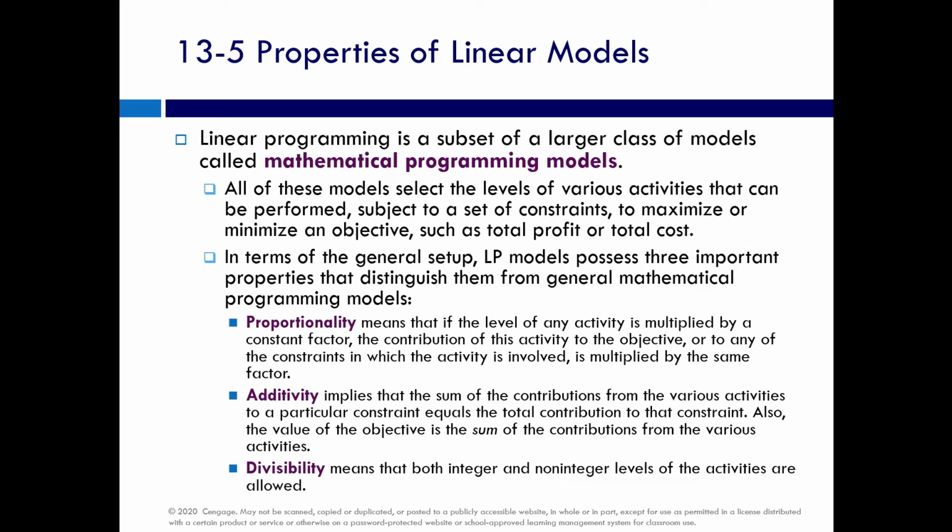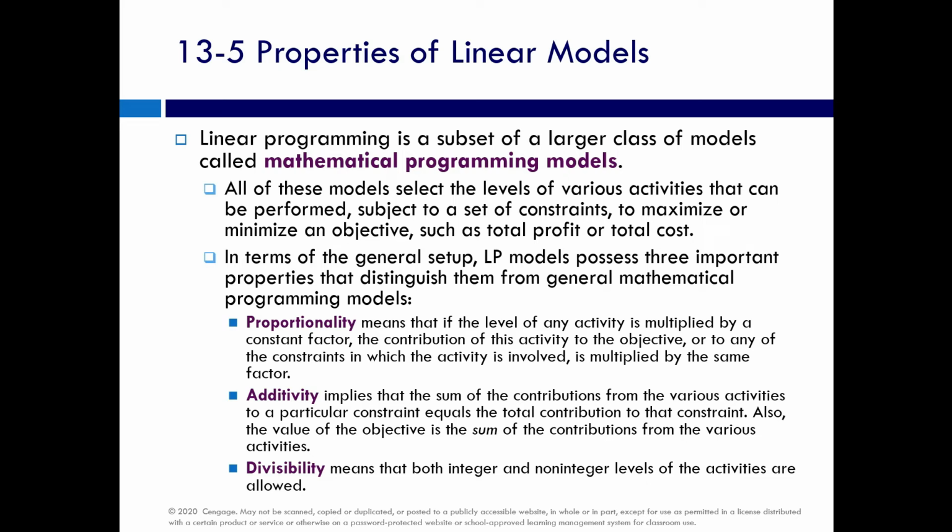Properties of linear models. A linear program is a subset of a larger class of models called mathematical programming models. All these models select the level of various activities that can be performed, subject to a set of constraints, to maximize or minimize an objective such as total profit or cost. In terms of the general setup, LP models possess three important properties that distinguish them from general mathematical programming models.